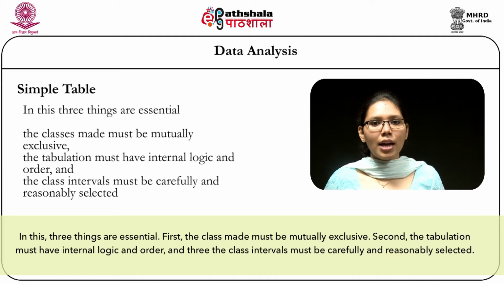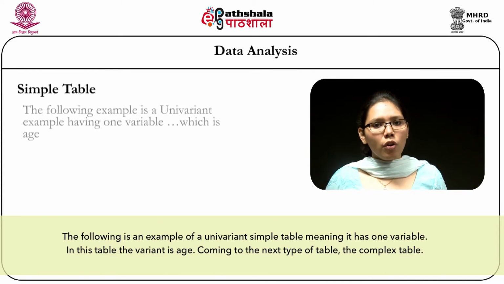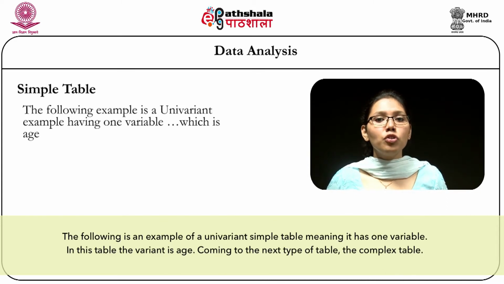First, the classes made must be mutually exclusive. Second, the tabulation must have internal logic and order. And three, the class interval must be carefully and reasonably selected. The following is an example of a univariate simple table, meaning that it has one variable. In this table, the variable is age.